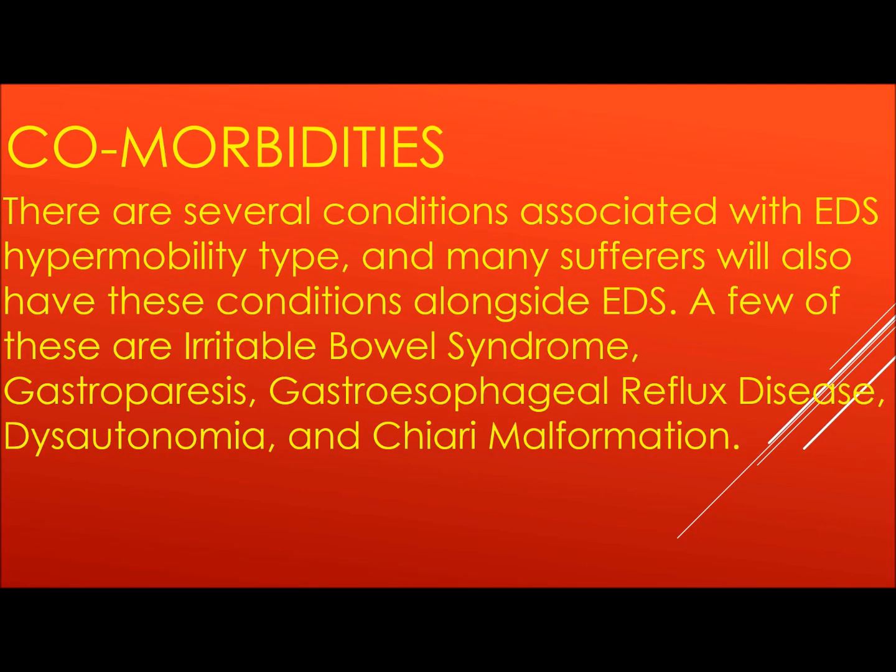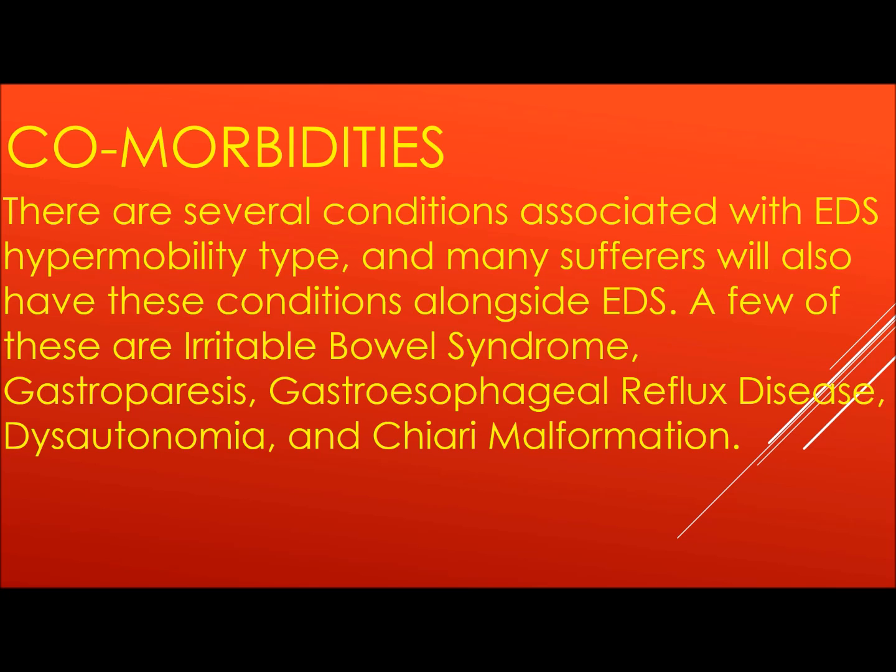There are several conditions associated with EDS hypermobility type, and many sufferers will also have these conditions alongside EDS. A few of these are irritable bowel syndrome, gastroparesis, gastroesophageal reflux disease, dysautonomia, and Chiari malformation. IBS is a long-term condition which can cause symptoms such as cramping, bloating, diarrhea, and constipation. Gastroparesis is a condition in which the stomach literally becomes paralysed. People stop being able to digest food properly, and the stomach stops emptying in the usual way.